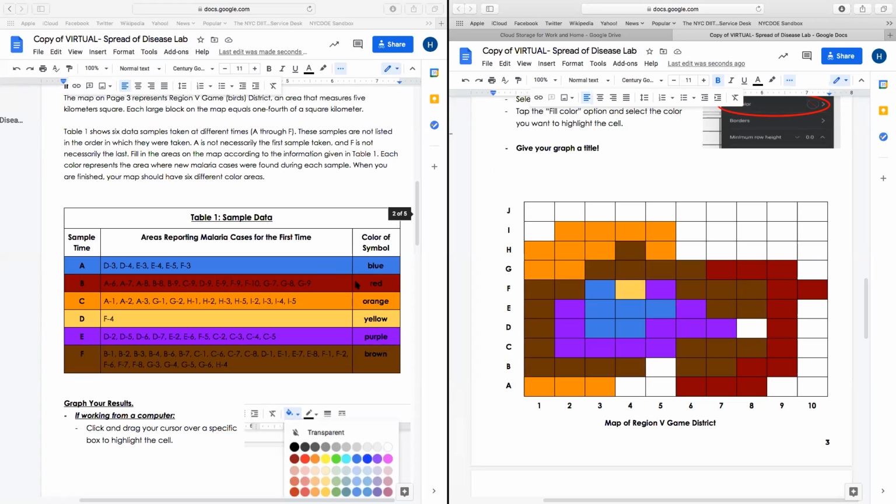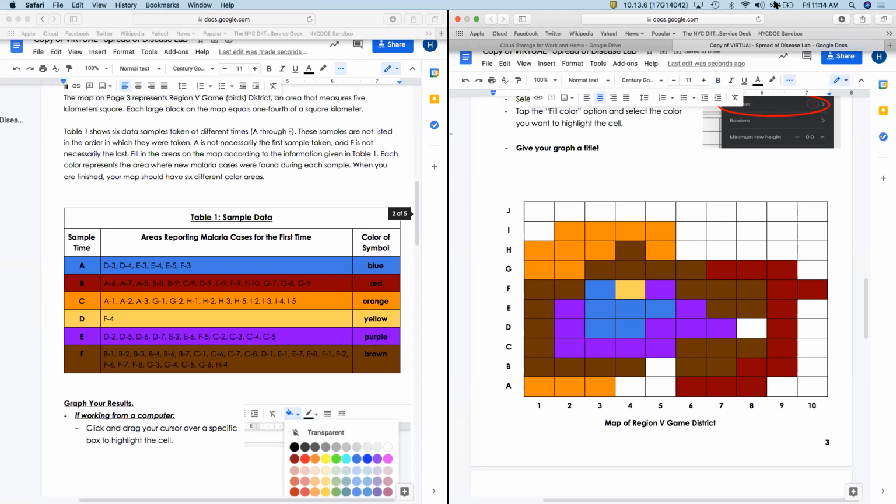All right, Dion says malaria cases in areas. Let's see if we can be a little more specific there. Caden says malaria cases in region 5. I like this. But can we be a little bit more specific? Okay, game districts. What are we thinking? What is the parasite that's actually spreading malaria? Or the protozoa, I should say. That really long name. It was a scientific name. We're looking at the spread of Plasmodium gallinaceum in game district B.